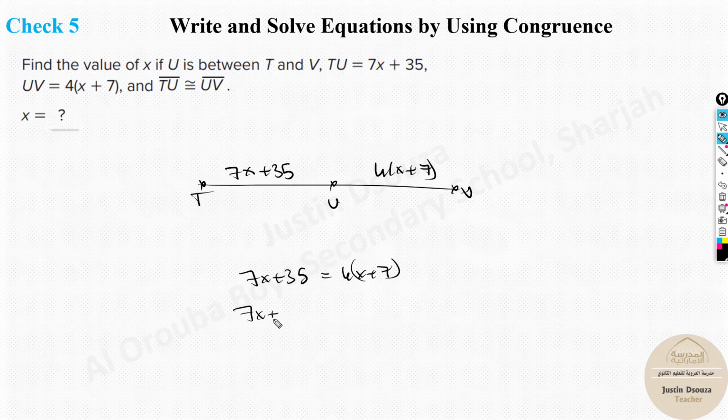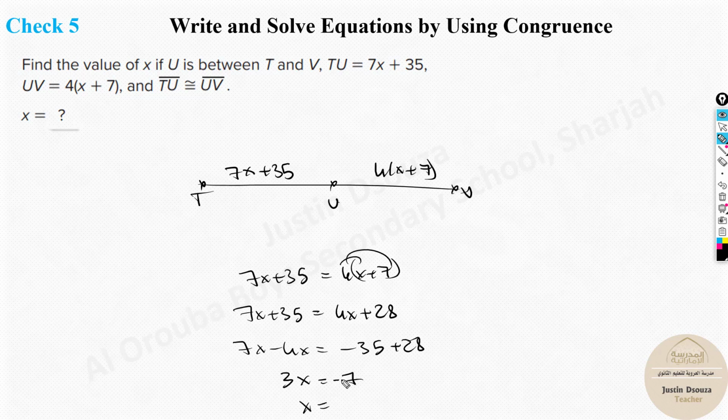Now let's solve it. 7x plus 35 equals 4 is multiplied inside the brackets. It will be 4x plus 7 times 4 is 28. And now we have to just see which has the higher coefficient for x. It is 7, so take the 4x to the other side. It will be 7x minus 4x equals minus 35 plus 28. Now when you solve this, you will get 3x equals minus 7, so x is minus 7 by 3.